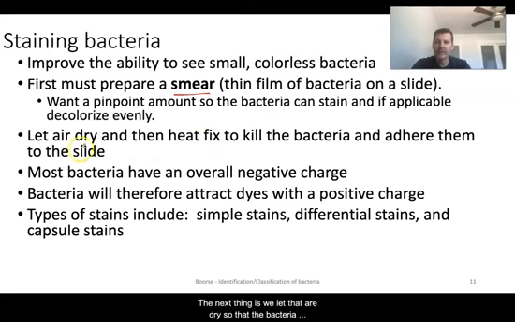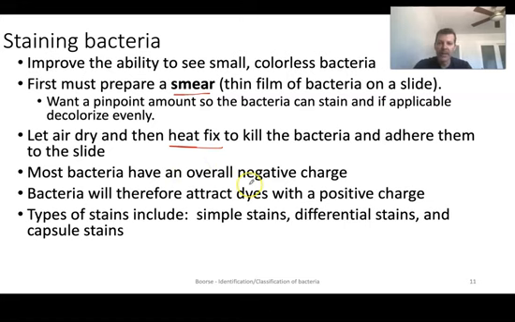The next thing is we let that air dry so that the bacteria start to attach. But to make sure they're really firmly attached, we apply a heat source to the slide. This is called heat fixation. And that has two purposes. It will kill the bacteria and also kind of cook them or adhere them to that glass slide so that as we're applying these liquids to stain, we're not going to have the bacteria lift off.